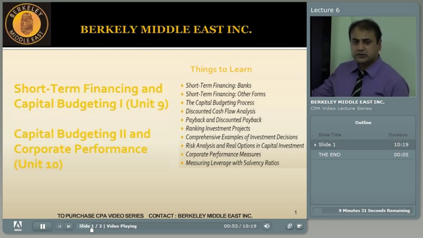Ranking investment projects means if we have 6-7 projects to choose from, which we should go for, so what are the methods that we should use to rank the investments. Then we will do one comprehensive example of the investment decisions along with the risk analysis and the real options in capital investment. In the last portion we are going to discuss corporate performance measures and measuring leverage with solvency ratio, that is your financial leverage and operating leverage.